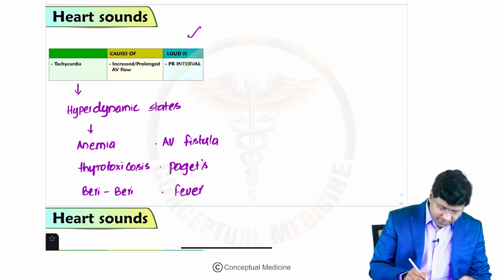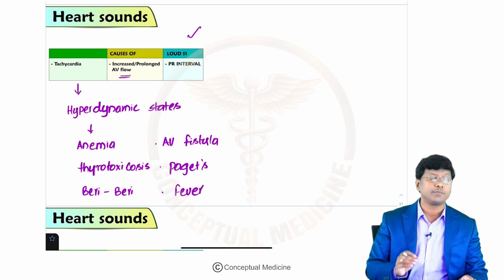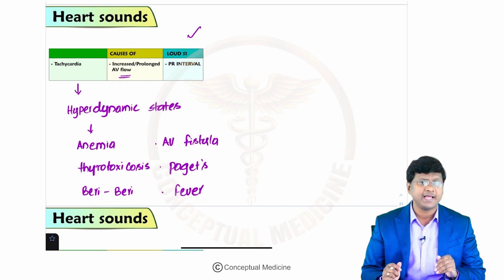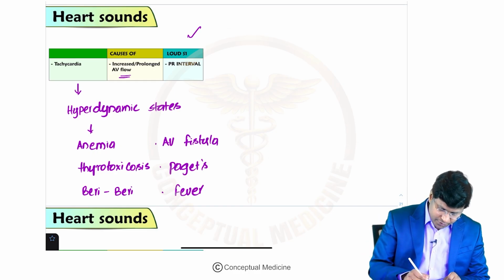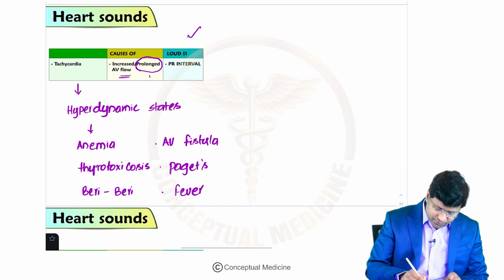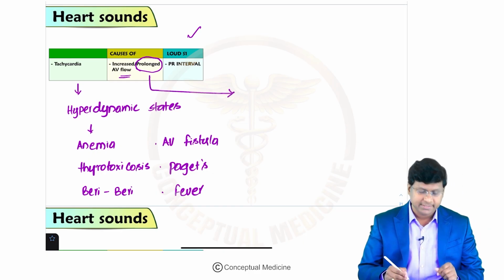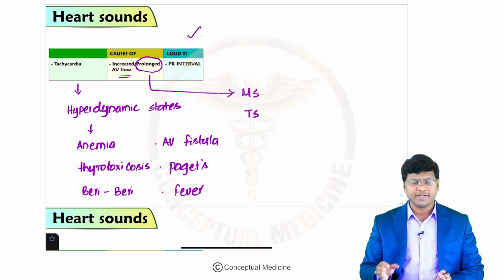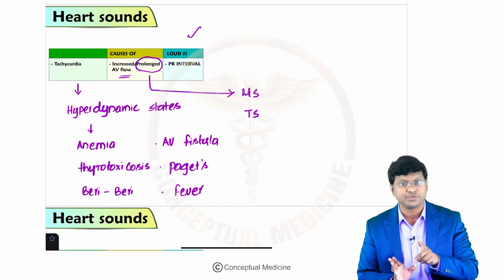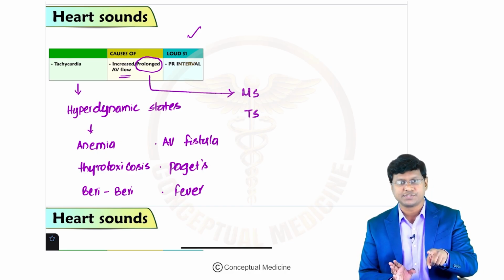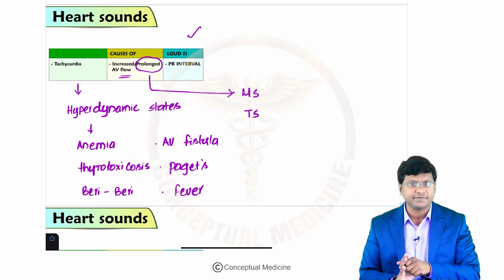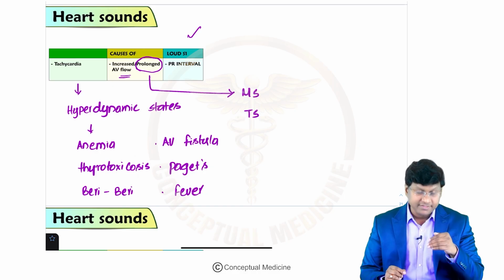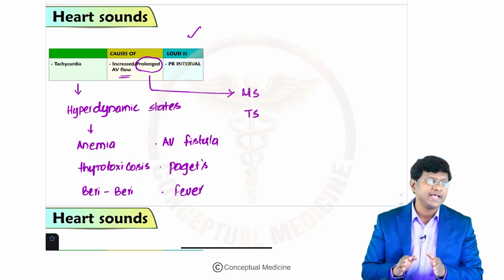Then wherever there is increased or prolonged atrioventricular flow. So where is that you have the prolonged atrioventricular flow? You will come across that in patients with mitral stenosis and tricuspid stenosis. So already the valve is stenosed. See, one point you should remember, in calcified mitral stenosis, mobility of the valve is reduced, you will have the soft S1.